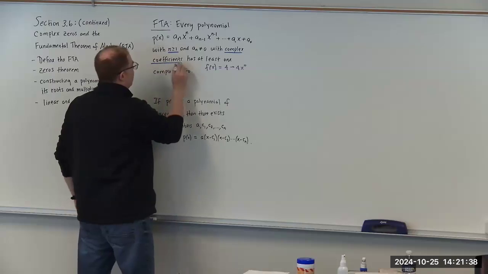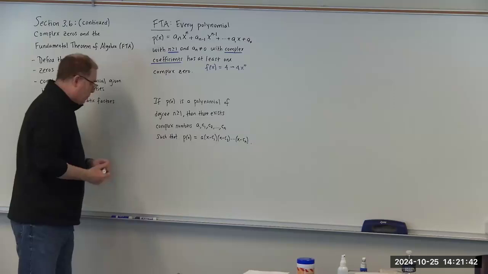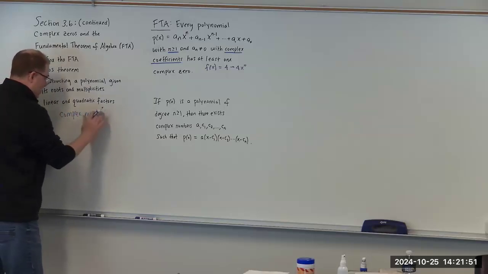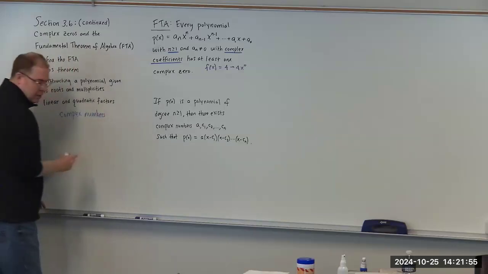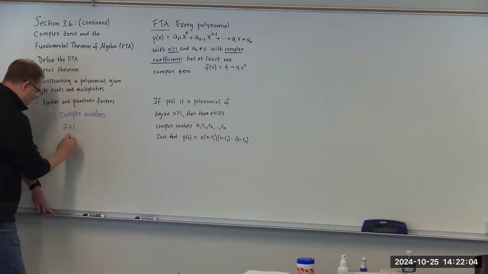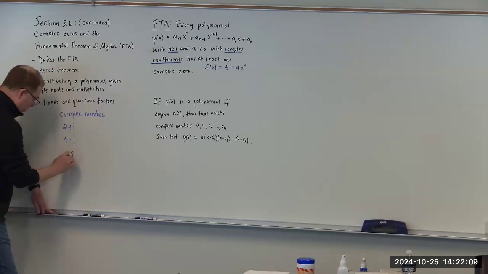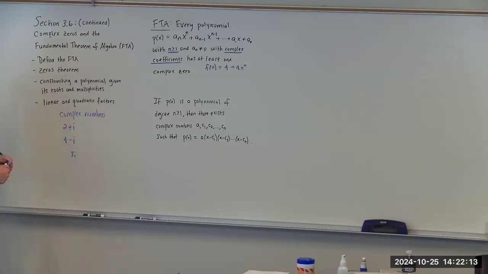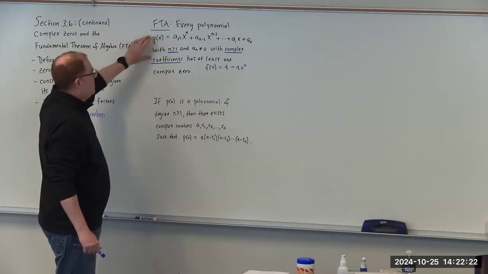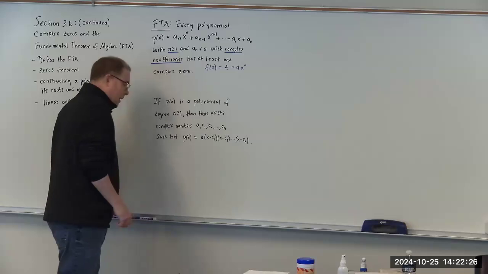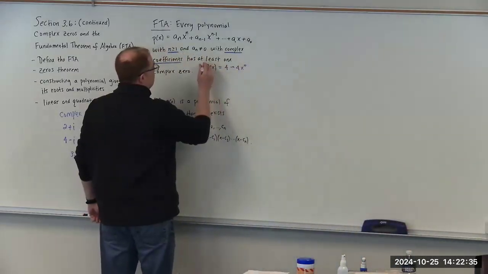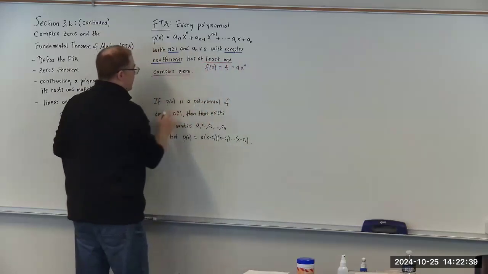The other special requirement is that we are allowing complex coefficients. Complex numbers are basically something like this. For example, it could be 2 plus i, or 4 minus i. We could also have something like 3i. Those are examples of complex numbers. With those specifications, this polynomial has at least one complex zero, and the key word here is at least one.